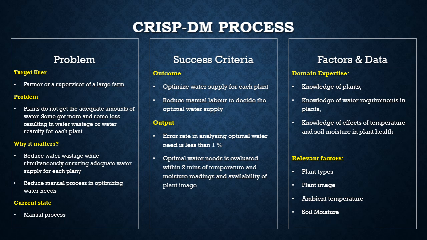Some of the output metrics can vary based on the size of the farm, but I am looking at an error rate in analyzing the optimal water need of less than 1%. And the water need has to be evaluated within 2 minutes of temperature and moisture readings and availability of the plant image. As part of the domain expertise, we need somebody who has extensive knowledge of plants, how much water is required for each stage of plant growth, and the effects of temperature and soil moisture on plant health.